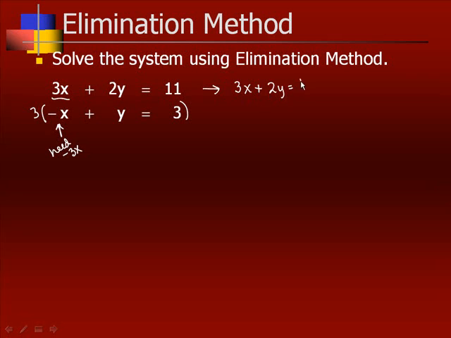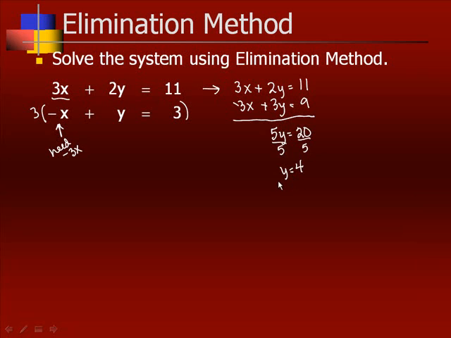3x plus 2y equals 11. The second one, we get negative 3x plus 3y equals 9. Don't forget the second side. Now we've got x opposites. So when we add them, 2y plus 3y would give us 5y. 11 plus 9 is 20. Dividing by 5 gives us y is equal to 4.